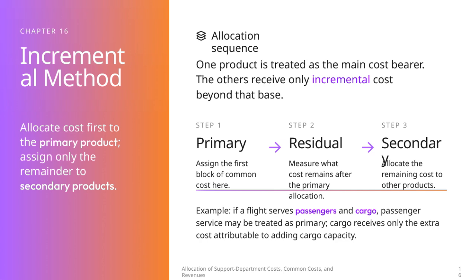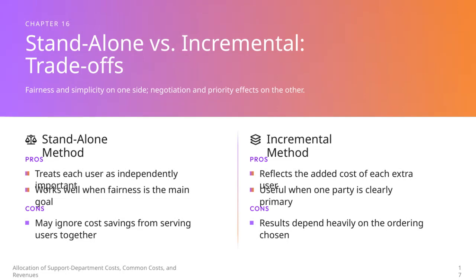Then, cargo is assigned only the additional costs that come from accommodating extra cargo capacity. This method helps clarify cost responsibilities by establishing a clear sequence, allowing better decision-making when it comes to managing costs across multiple outputs. Now, let's look at the trade-offs between the standalone method and the incremental method when allocating support department costs, common costs, and revenues.